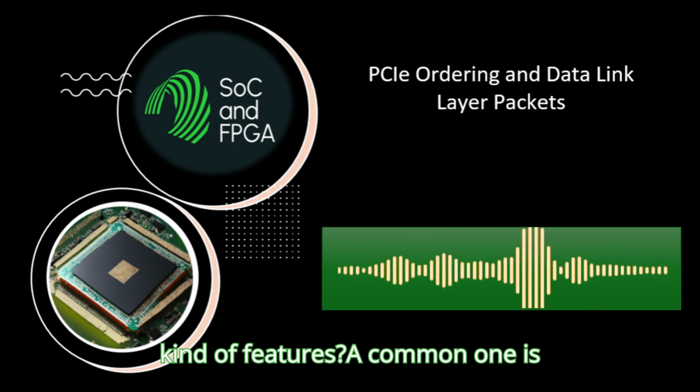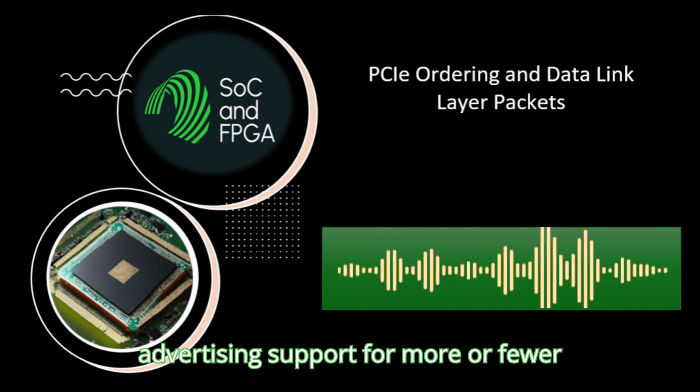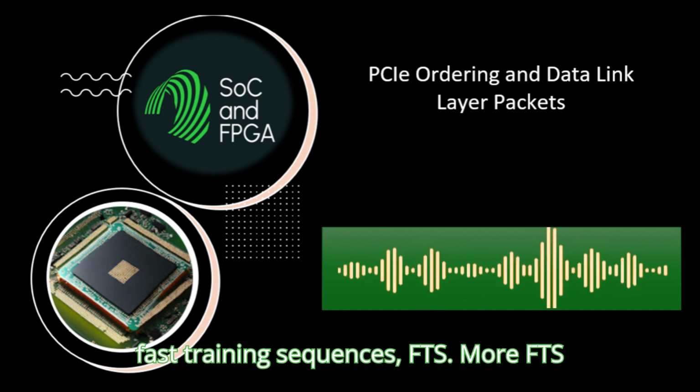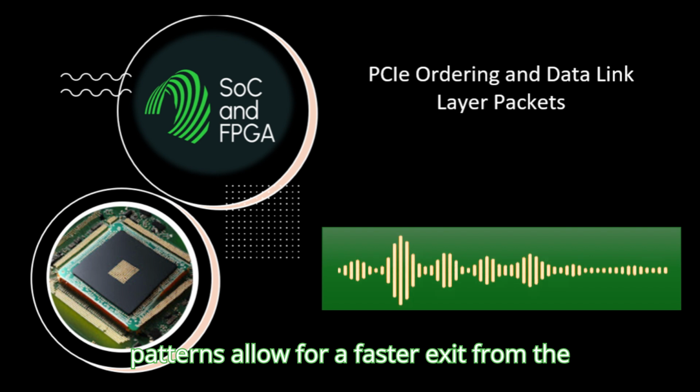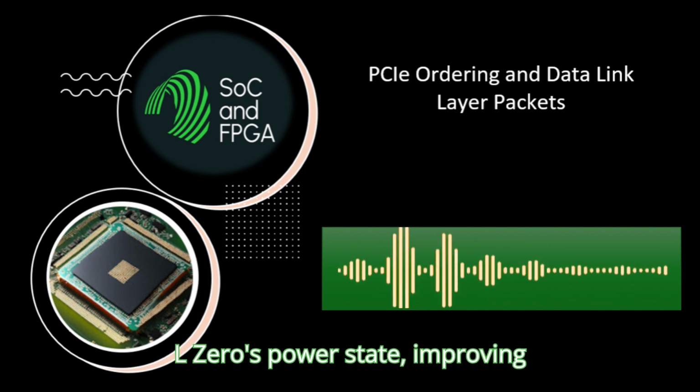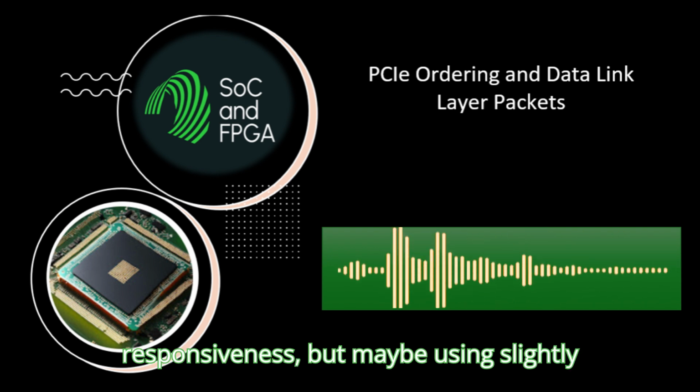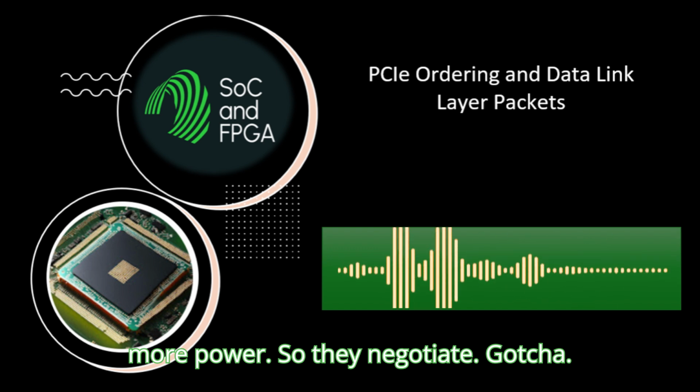Like what kind of features? A common one is advertising support for more or fewer fast training sequences, FTS. More FTS patterns allow for a faster exit from the L0s power state, improving responsiveness, but maybe using slightly more power. So they negotiate. Gotcha.